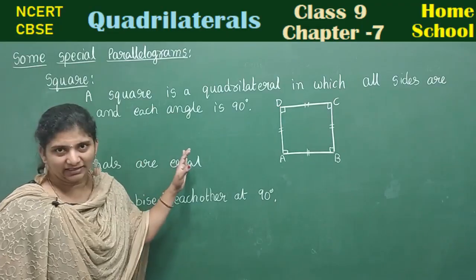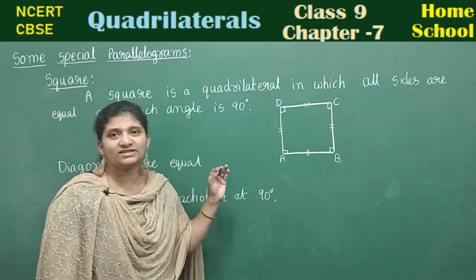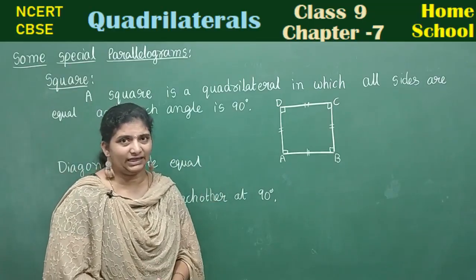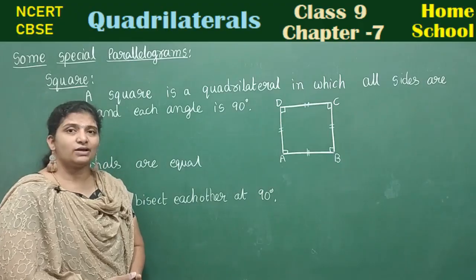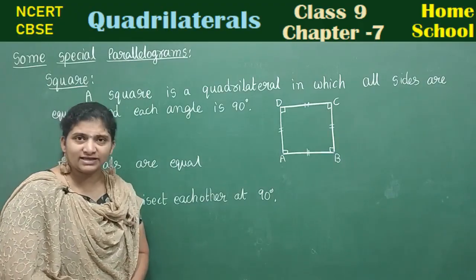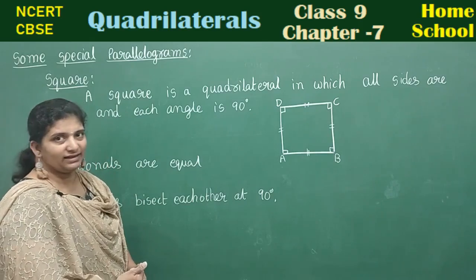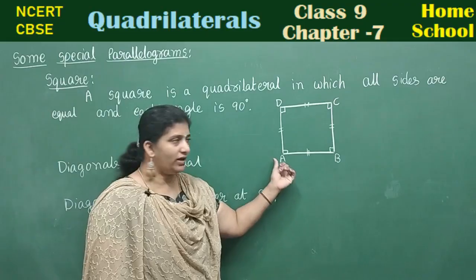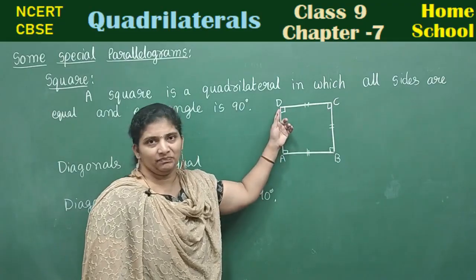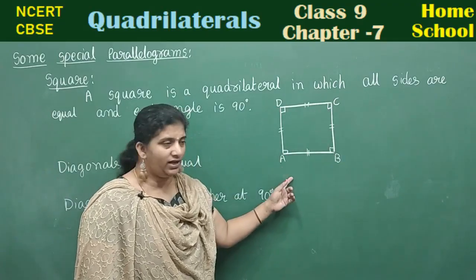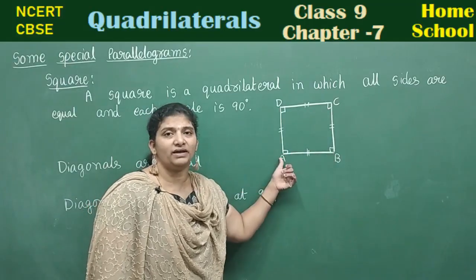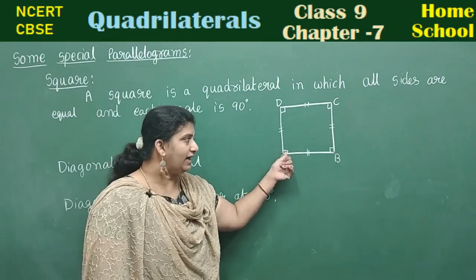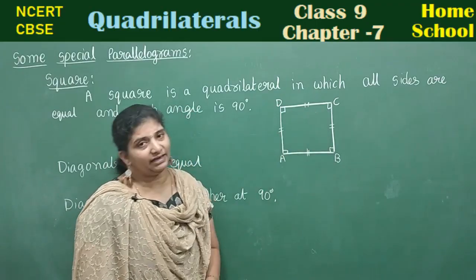And what is a square? A square is a quadrilateral in which all sides are equal and all angles are 90 degrees. You can see the figure of a square. All sides are equal. A, B, C, D. All sides are equal and all angles are perpendicular. That means 90 degrees. Look here, this symbol indicates 90. Angle A, angle B, angle C, angle D, 90 degrees.